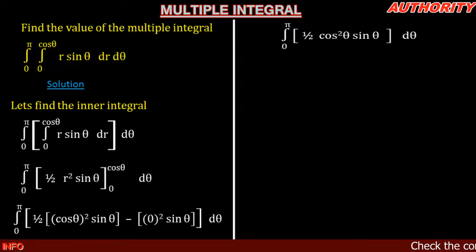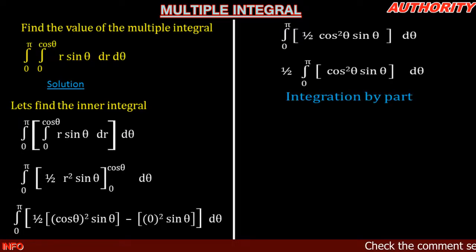So here we have the integral over the range 0 to pi of 1 over 2 cos squared theta sine theta d theta. Let's take the 1 over 2 outside the integral sign: 1 over 2 times the integral from 0 to pi of cos squared theta sine theta d theta. Let's integrate with respect to theta, and in this case we are going to use integration by parts.